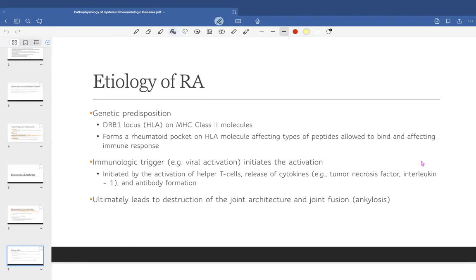Specifically for RA, the locus for the gene is what they call the DRB1 locus, which is part of your HLA, your human leukocyte antigen, on the surface of your white blood cells in the MHC class 2 molecules. So it is a DRB1 locus. What is it with ankylosing spondylitis? B27. What's your gene? HLA-B27, very good. These are things you should know.